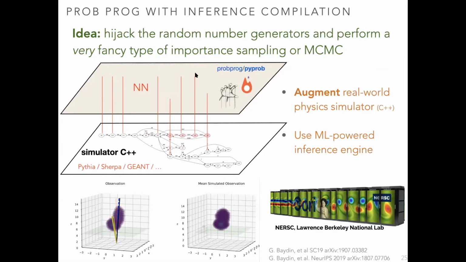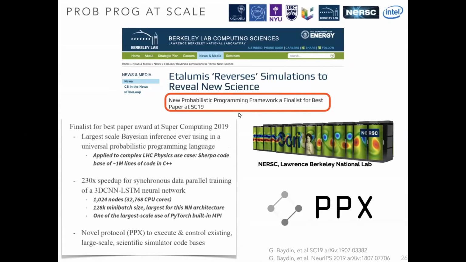And that external process is what's called an inference engine. It essentially tries to bias the execution of the simulator to get a particular observed outcome. It biases the simulation in a particular way that you can account for and correct for, and that allows you to do this kind of Bayesian inference. So this PyProb technique is language agnostic and allows you to extend existing simulators. This work was nominated for Best Paper at Supercomputing 2019 and involves some very, very large neural networks to do this importance sampling. And I just point you to this PPX tool, which is the protocol for controlling your simulator.